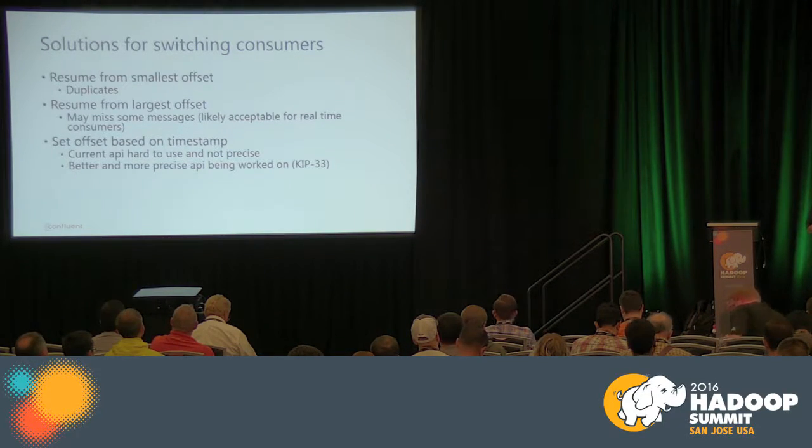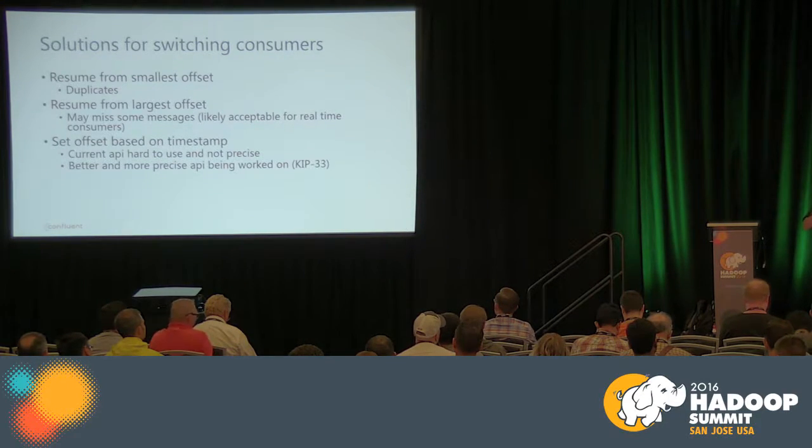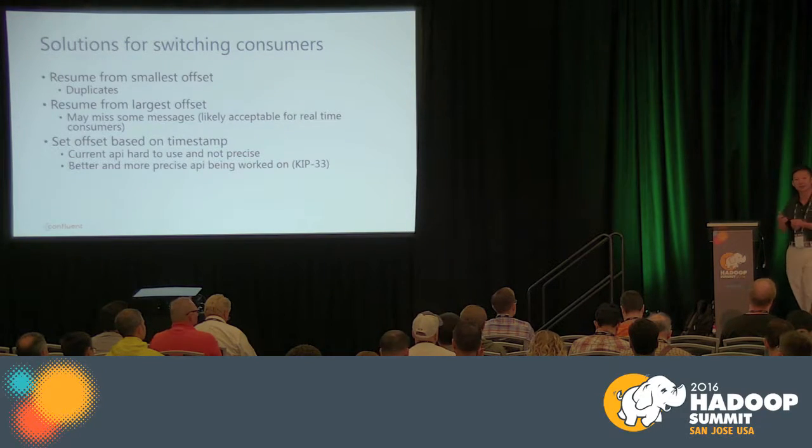So today, in the released version we do have some API that allows you to do this, but it's not very convenient. There's a lower level API that you can use, but to be able to use that API, you have to do a bunch of other things. The second thing is that the API doesn't give you a very precise translation from the timestamp to offset. We're improving this as we speak.